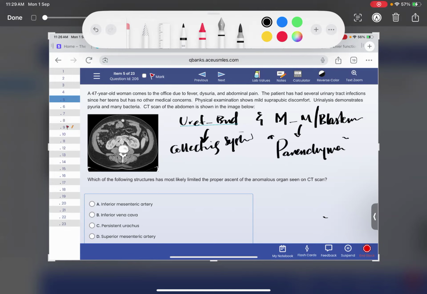Most of the questions, these points will help you out, okay? Guys, are you listening to me? Are you understanding this? Yes, sir. Yeah. So tell me, what does the ureteric bud form?